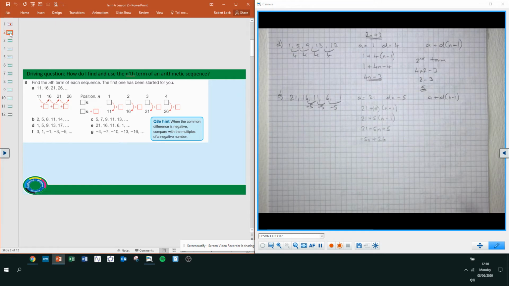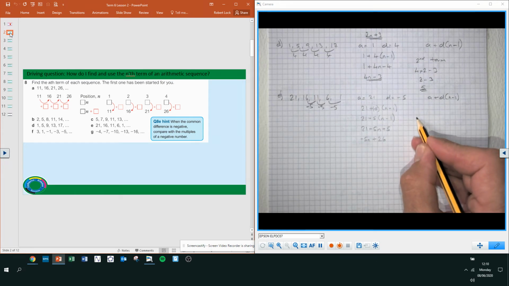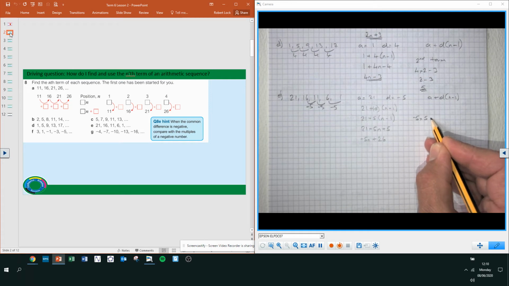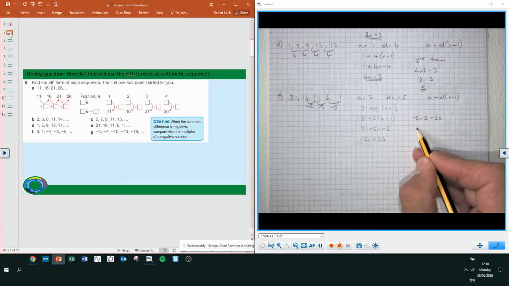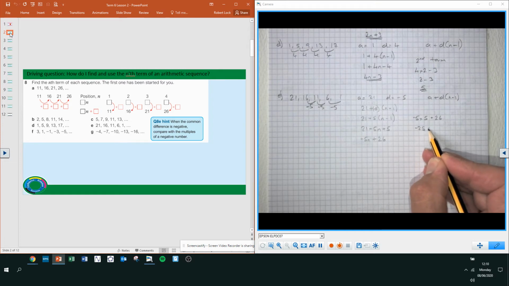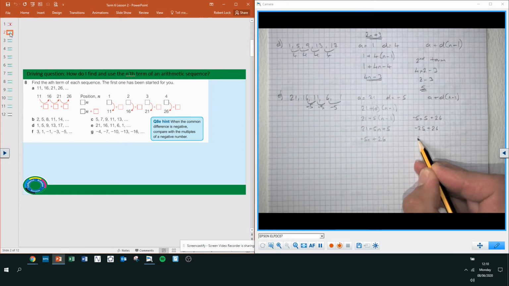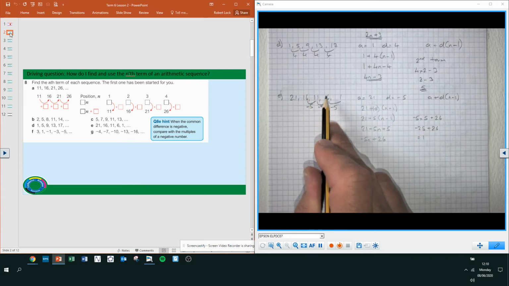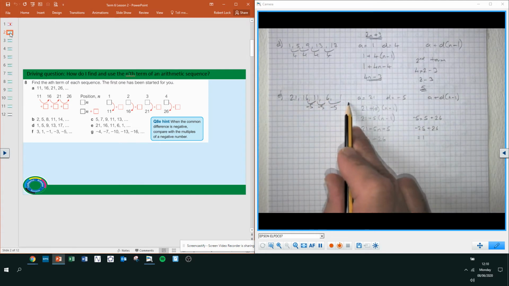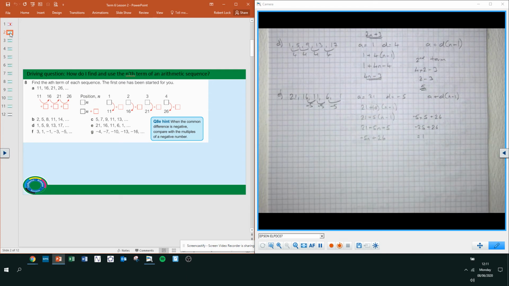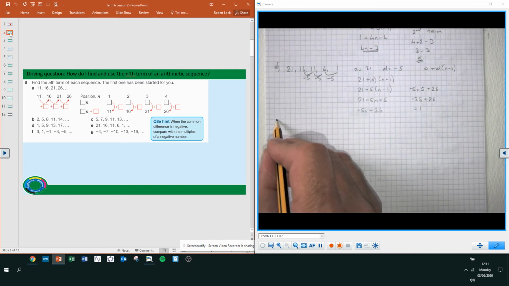Just to check that we got the right thing, so say pick a number between 1 and 5, say 5. So minus 5 times 5 plus 26. Minus 5 times 5, minus 5 makes minus 25, plus 26 equals 1. So our fifth term, 1, 2, 3, 4, 5 should be 1, and it is 1. Does work. F.